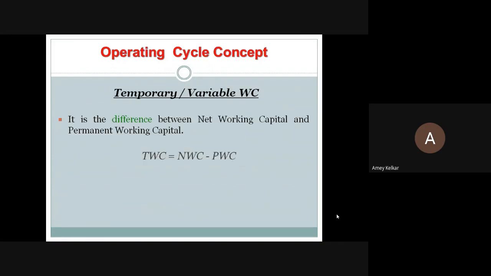Next is temporary variable. The difference between net working capital and permanent is termed as your temporary or variable, because these things will keep on changing.